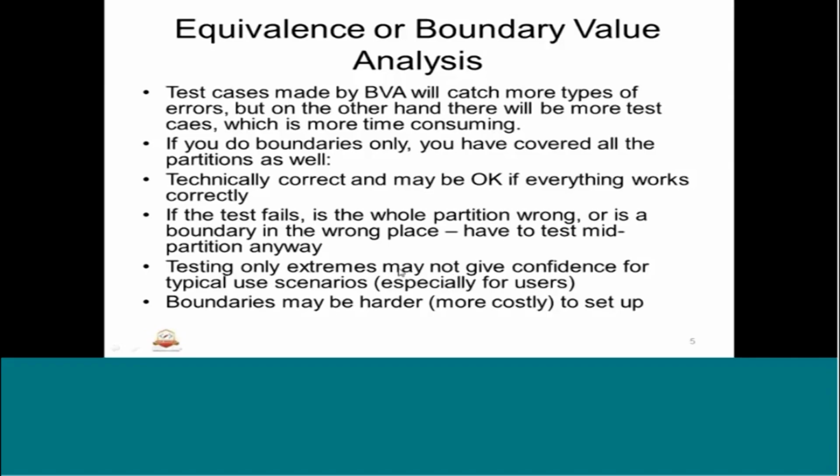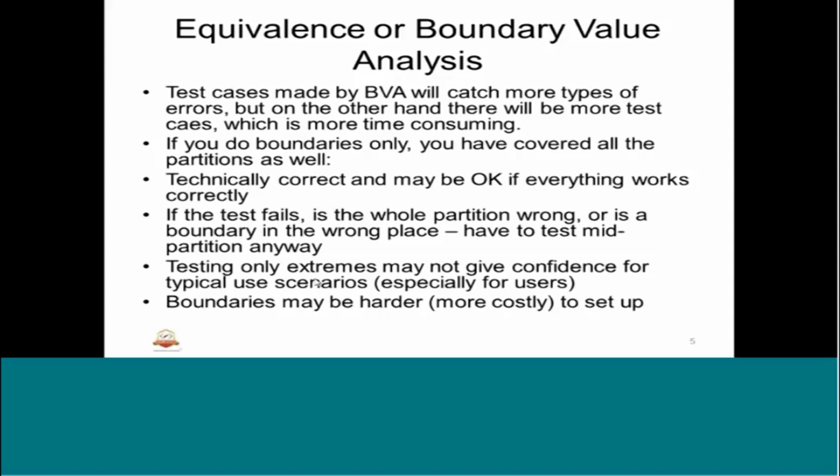Testing only extremes may not give confidence for typical use scenarios, especially for users. As I said, we need to have an intermediate value, a good value like 5 when you consider ranges 1 to 10. Usually the system works from 1 to 10, like 2, it could be 3 or 5, 6, whatever it is. So it is better to identify one intermediate value.